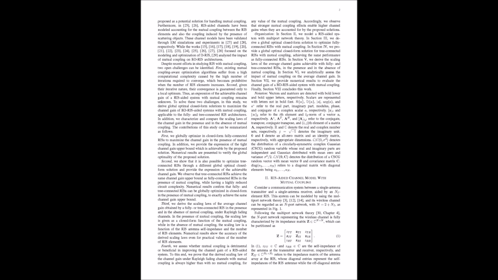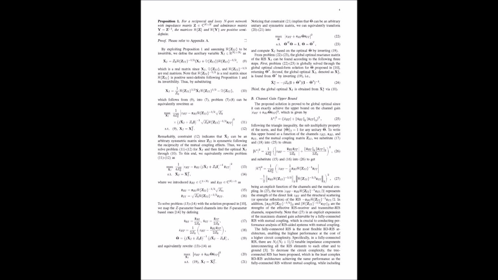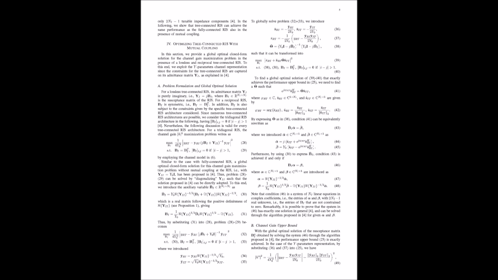Now, how do they represent these systems mathematically? It must get pretty complex. Well, for the fully connected RIS, they use something called impedance matrices, denoted as Z parameters. And for the tree-connected RIS, they use admittance matrices, or Y parameters. Impedance and admittance. That takes me back to my circuit analysis days.